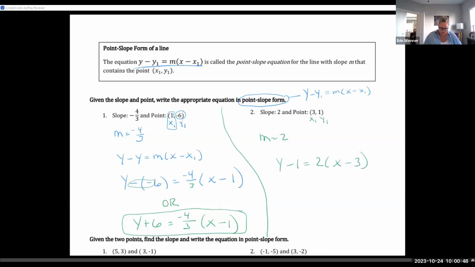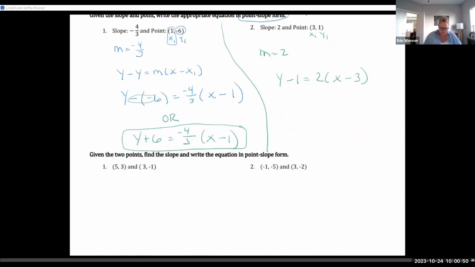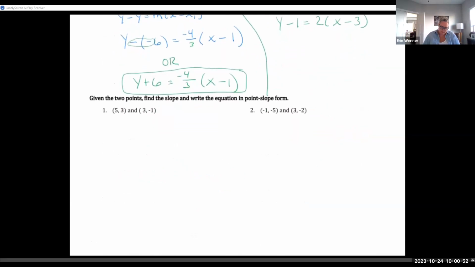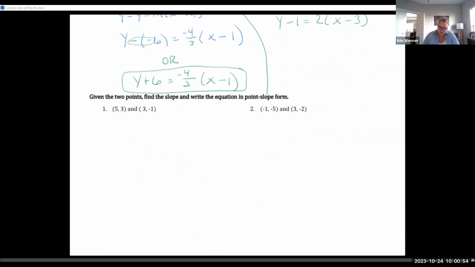So in the second part here on this page, it says now you're given 2 points. They want you to find the slope and then write the equation in point slope form. So if we're finding the slope, remember your slope formula is y2 minus y1 over x2 minus x1. And we're going to do point slope form. So that's going to be y minus y1 equals m times x minus x1.